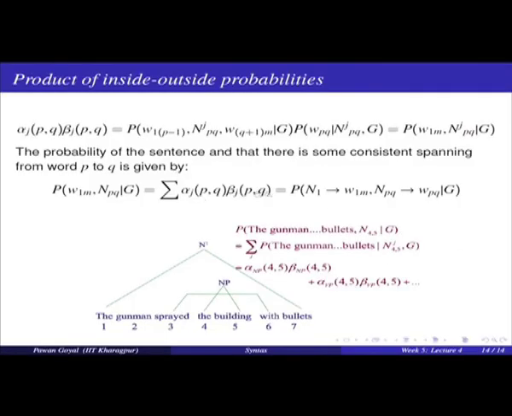So, even here it may not be very clear what is the actual use of obtaining this particular probability value. Okay. How do I use it further? And that is what we will see in the next lecture, that how do I use this inside outside probability for learning the rule probabilities of my probabilistic context free grammar. Okay. So, I hope this concept of inside outside probability is clear to you, and then we can see how to use that further in the next class.